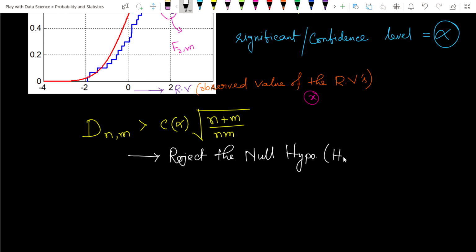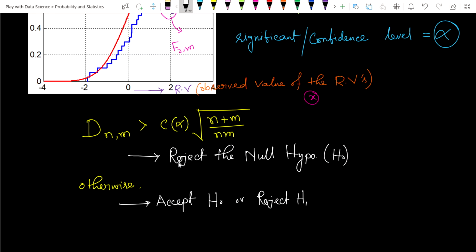Otherwise, if it is less than or equal to that, we will accept the null hypothesis, or reject the alternative hypothesis. Okay, this is the formula.